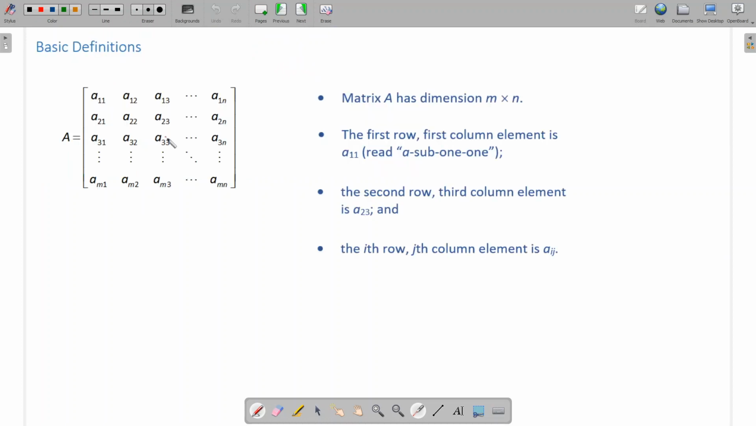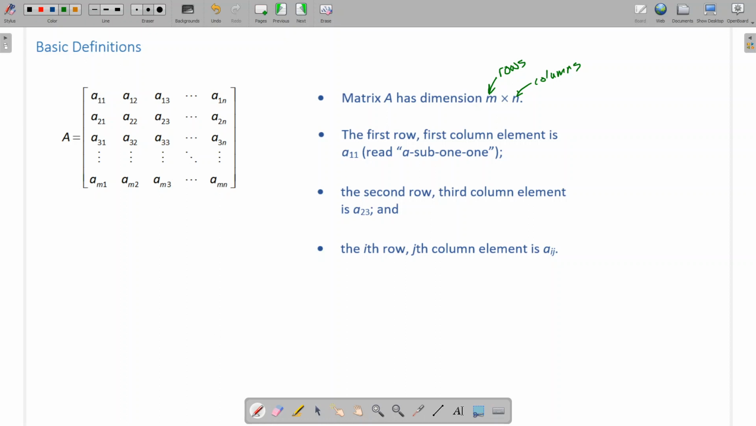Okay, so some review of some basic terminology. So here we have a general matrix. The dimension of this matrix would be m by n. The m, remember, the first component here is the rows, and the n is the number of columns. So we've got m different rows and n different columns.